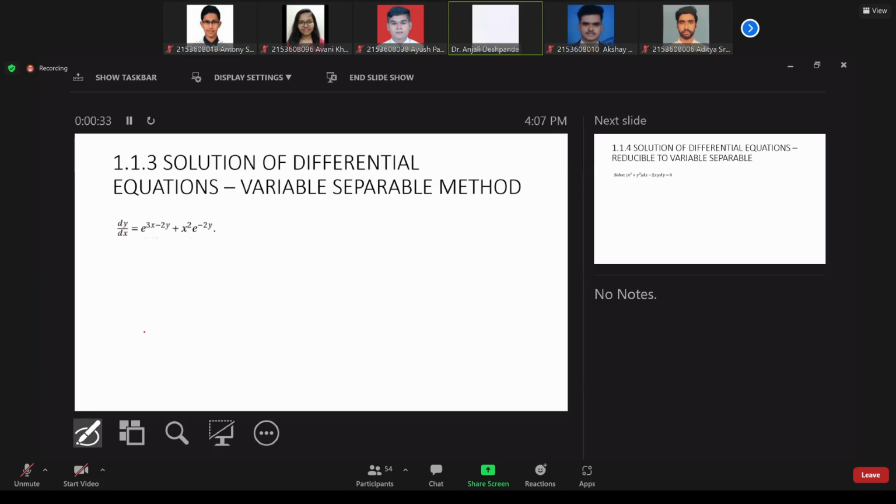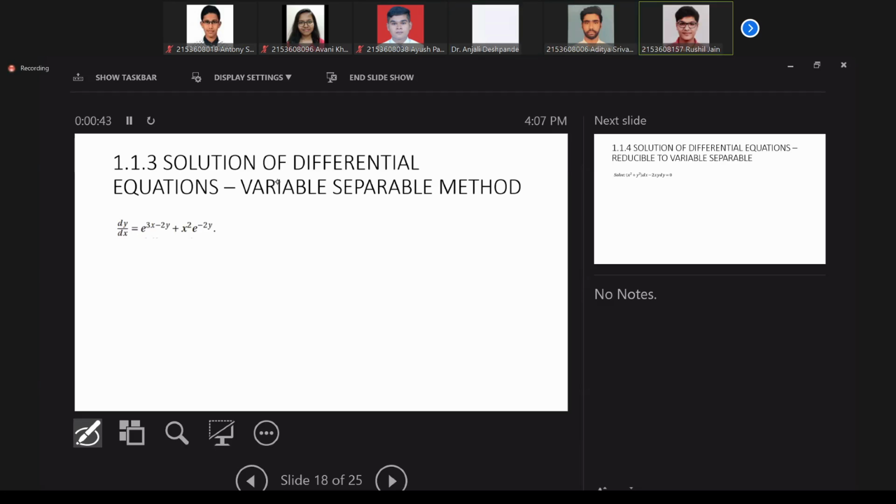Is that correct? So what you can do is, have you made a notebook or something to write? All of you? Yes, ma'am. If you have made your notebook, then you can write the heading: solution of the differential equations. And we are going to see the first method, which is called variable separable method. So guys, first you write down the heading, then we'll start.